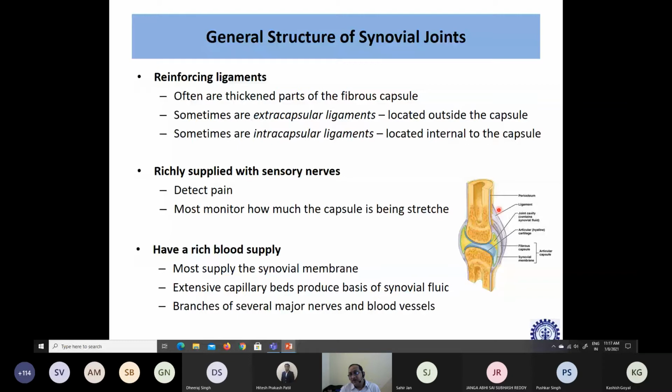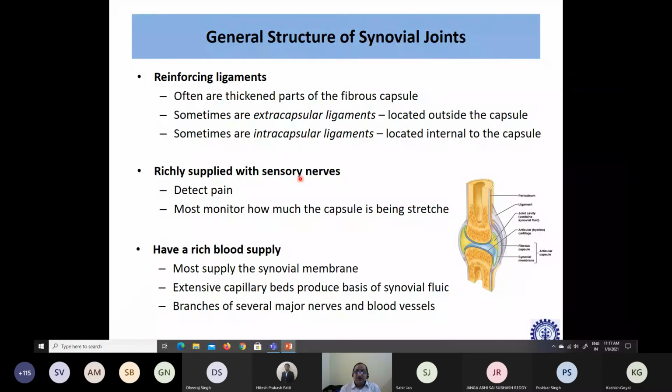So you can see here very clearly the ligaments that are holding the synovial joint, the joint capsule, in place. Sometimes they are extracapsular ligaments, and sometimes they are intracapsular, located internal to the capsule. So one is extracapsular, located outside the capsule, and the other is intracapsular ligaments, located internal to the capsule. But generally, reinforcing ligaments are there to hold the joint capsule in place.